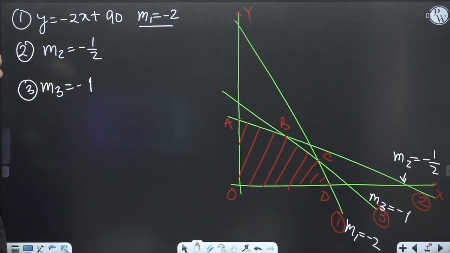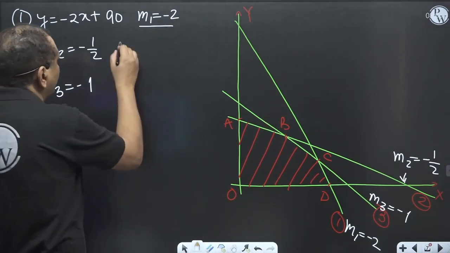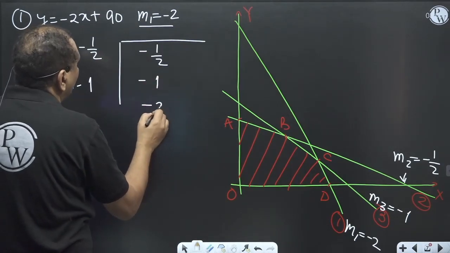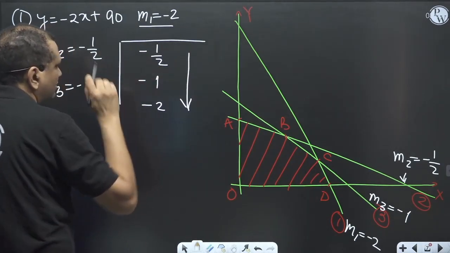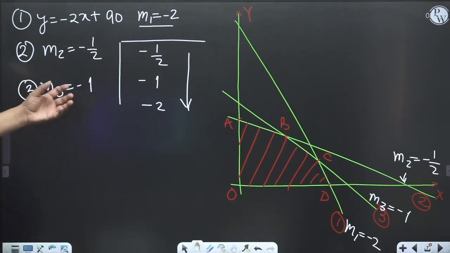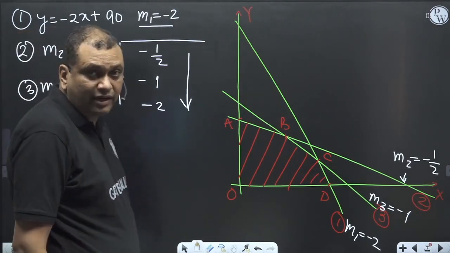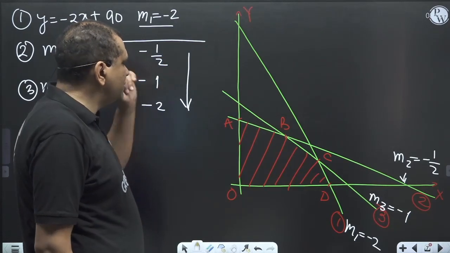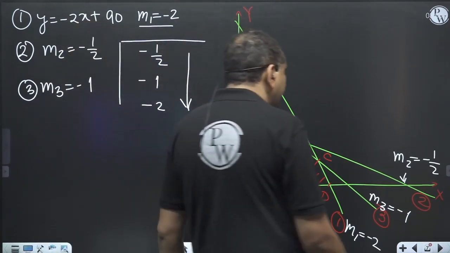So these are the slopes. Slopes in ascending order: -1/2, -1, -2. This is the order of quantity. Forget about the sign, ascending order of quantity. Correct? Understanding that? Calculate the slope and arrange in the ascending order of quantity.